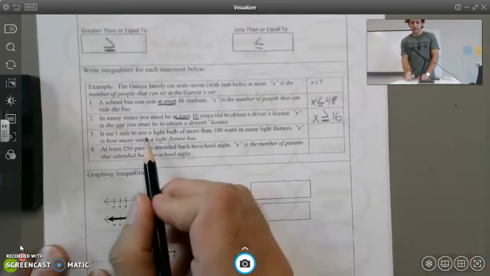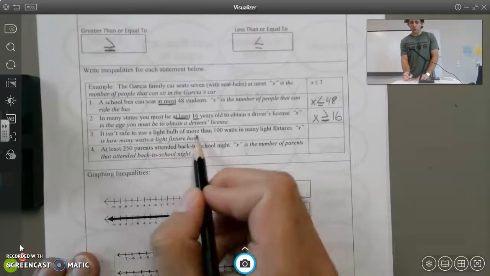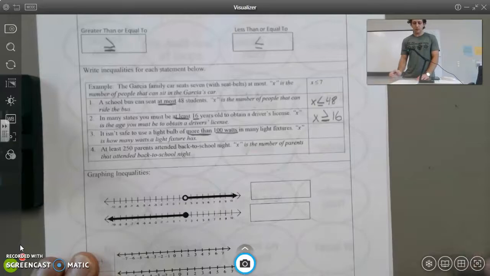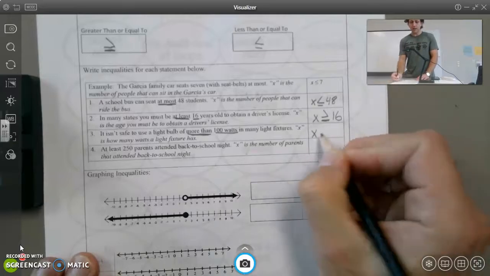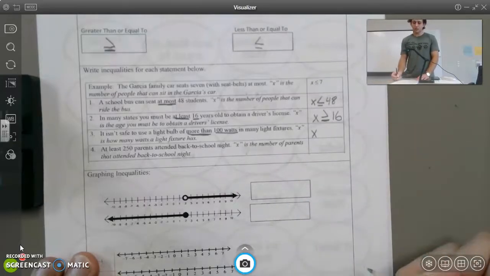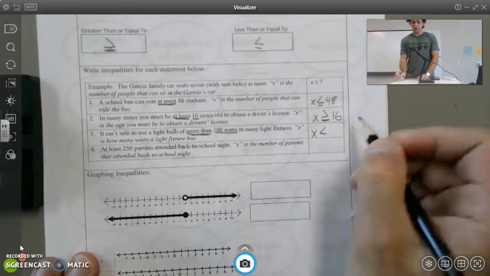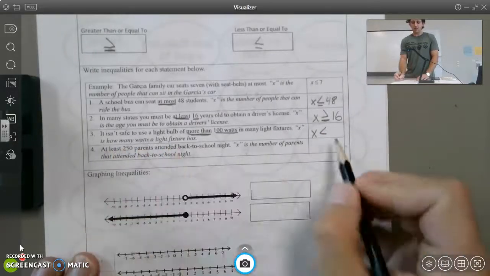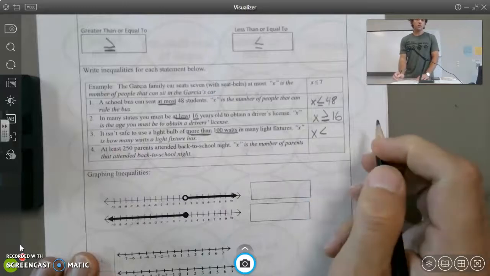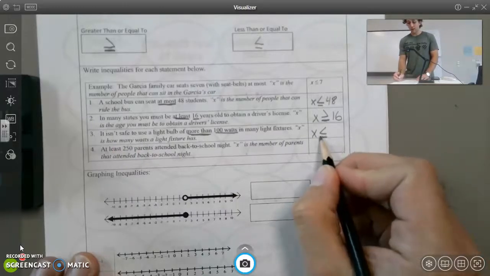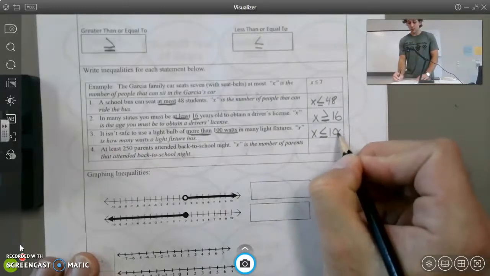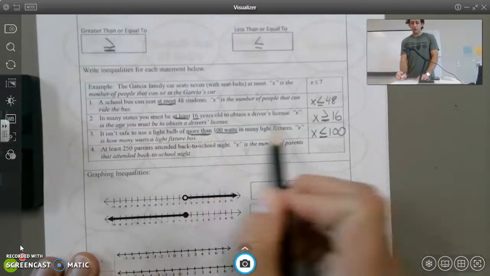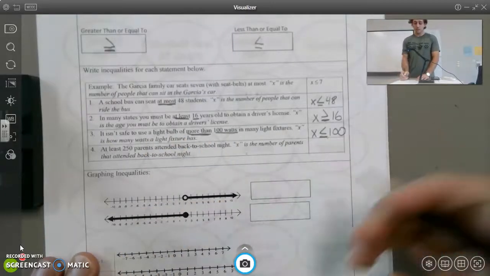It isn't safe to use a light bulb of more than 100 watts in many light fixtures. So X is the watts in the light fixture. Can X be less than 100? Yes, it can. Could it be equal to 100? Yes, it could. So X is less than or equal to 100, because it can't be more than 100, which means it could be equal or it could be less.